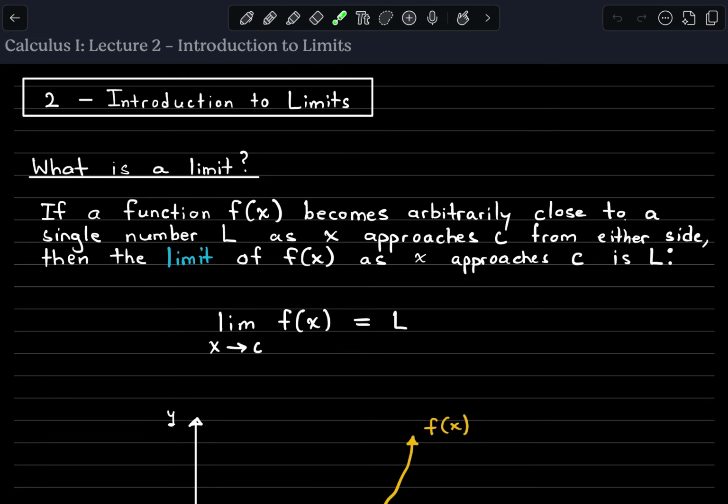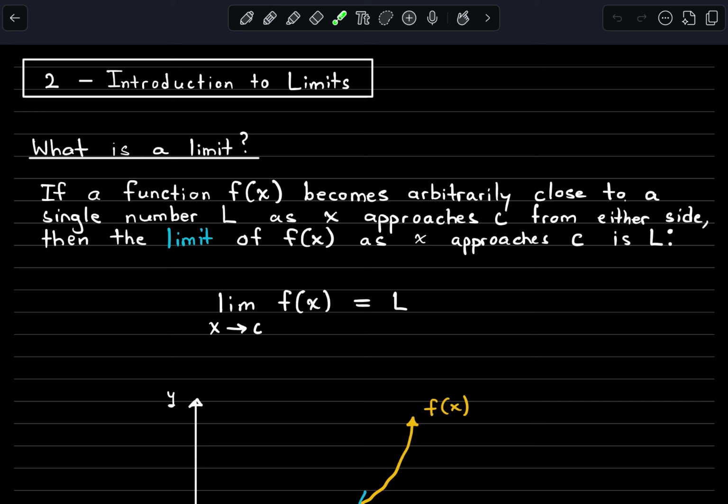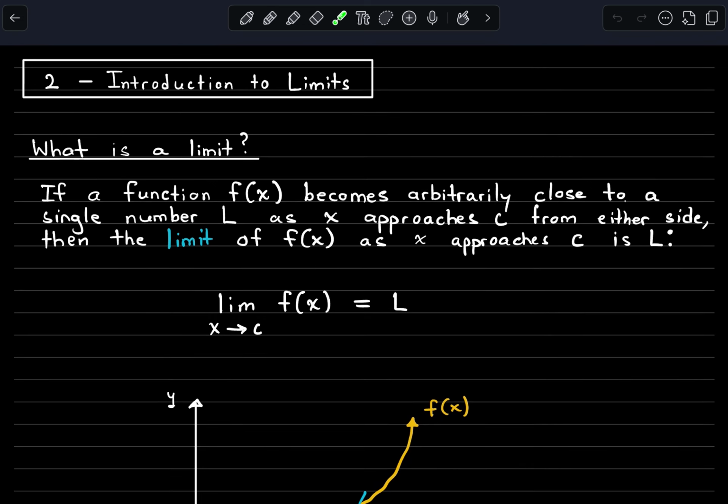This is Calculus 1, Lecture 2, Introduction to Limits. So first of all, what is a limit? If a function f of x becomes arbitrarily close to a single number L as x approaches c from either side, then we say that the limit of f of x as x approaches c is known as L.